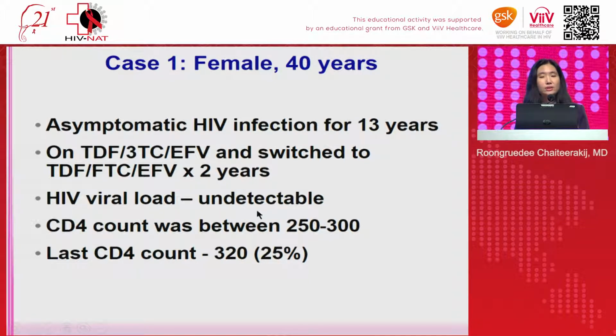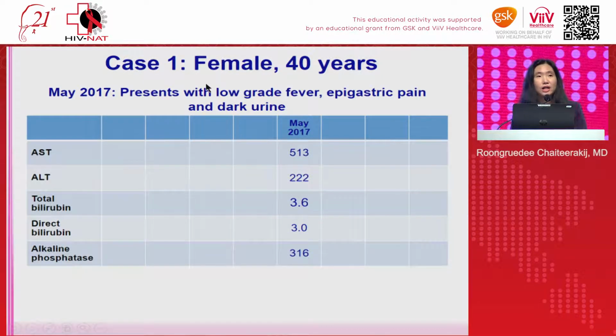Her viral load was undetectable. Her CD4 count was pretty good, between 250 and 300. Her last CD4 count was 320. She was referred to liver clinic with the problem of low-grade fever, epigastric pain, and dark color urine. This is the first day that she came to visit me in May 2017.